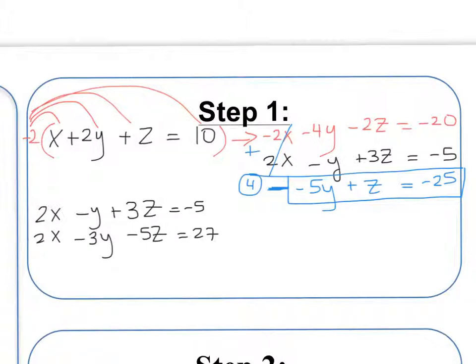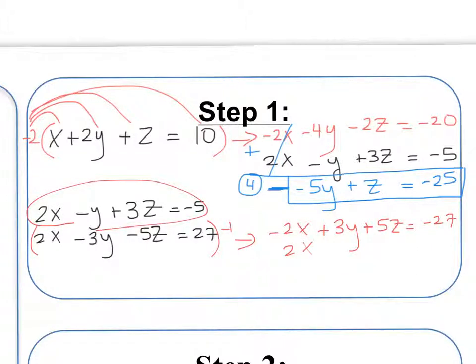Now let's go ahead and multiply the second equation by a negative 1. So I will get negative 2x plus 3y plus 5z, so as you can see the negative changes the sign, equals negative 27. And let's copy this equation and let's add them.